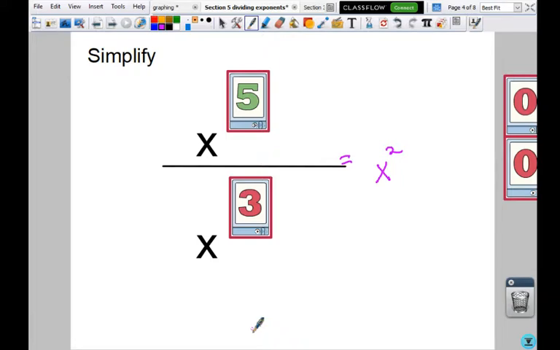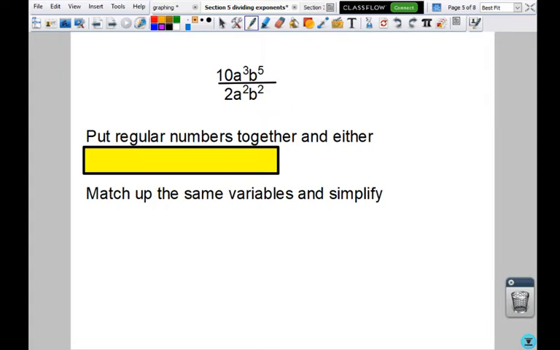We add more stuff on, but it's not really any different. It's just going to get a little tougher. So far we just did nice, easy ones. This time around we're doing tougher ones. So we're going to simplify 10a to the third b to the fifth over 2a squared b squared.